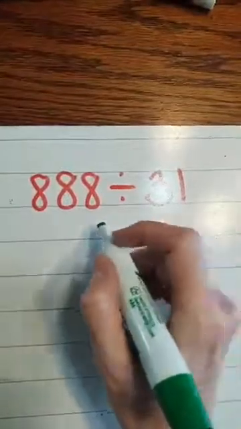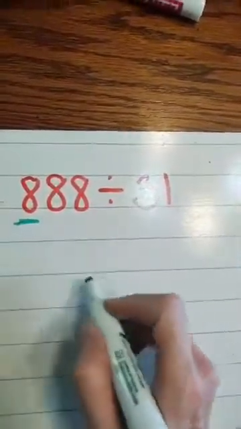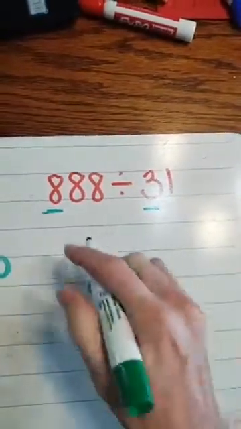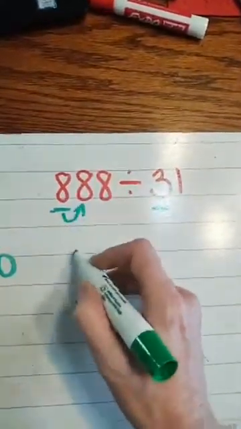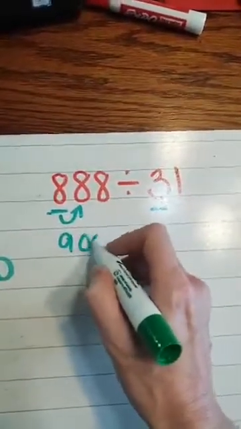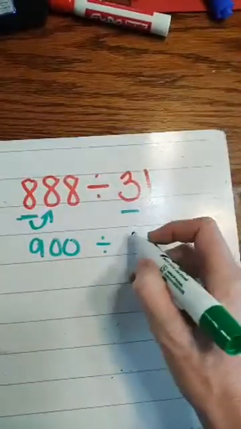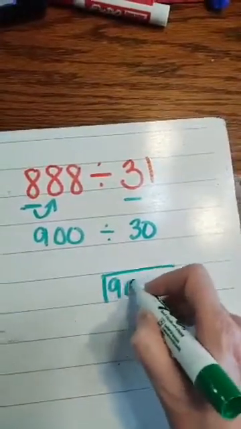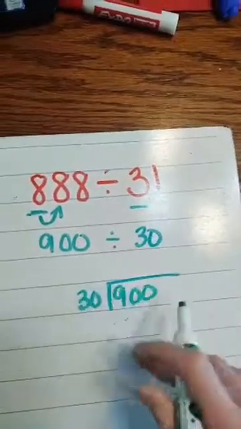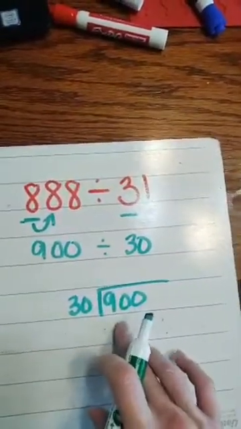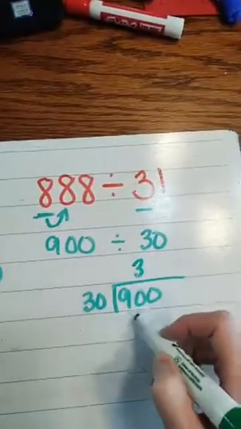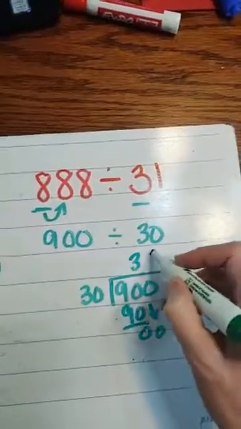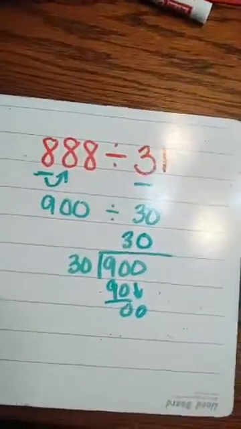Now, we are going to round to two different place values. I'm going to round this one to the nearest 100, and this one to the nearest 10. So if I look at this and I round to the nearest 100, I'm rounding to 900. And I'm rounding this one to 30. And I am ready to divide. How many 30s in 90? You've got it, 3. Bring our 0 down. How many 30s in 0? 0. Okay, so my answer is 30.